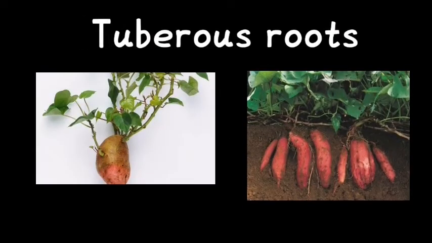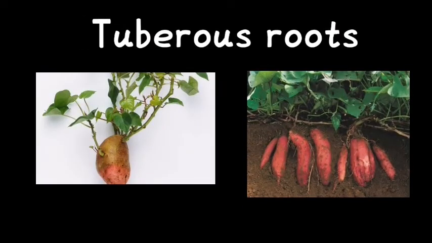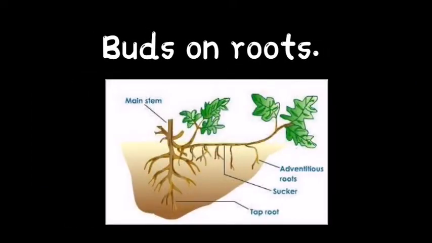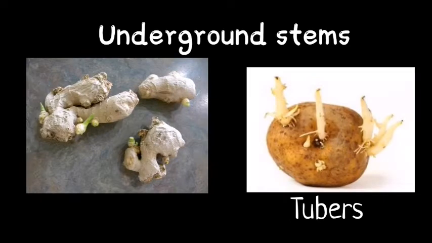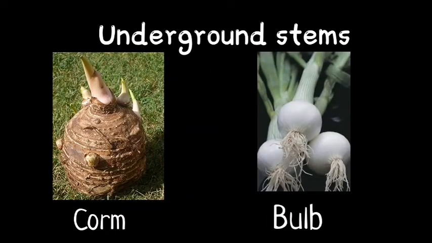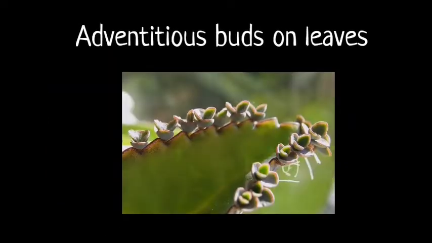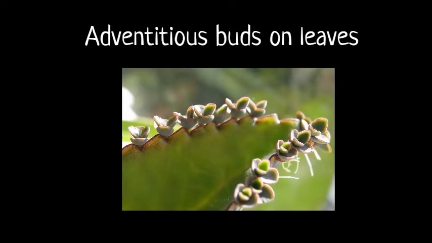The most common natural methods of vegetative propagation in plants are: the tuberous roots of some plants develop into new plants, buds on the roots of some plants can grow into leafy shoots, the underground stems or modified underground stems like rhizomes, tubers, corm and bulb develop into new plants, and the adventitious buds on leaves can develop into new plants.